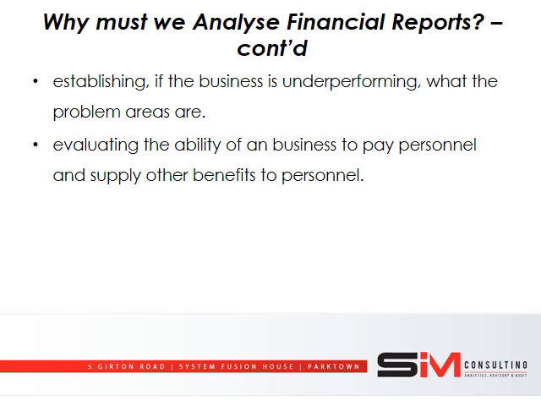Fifth, the analysis should be able to indicate to the business the areas that are underperforming. In instances where those areas have been identified, there should also be a platform to identify the causes of the problems identified. Lastly, the ratios or the techniques need to evaluate the ability of the business to pay its personnel or other benefits that are due to the personnel.